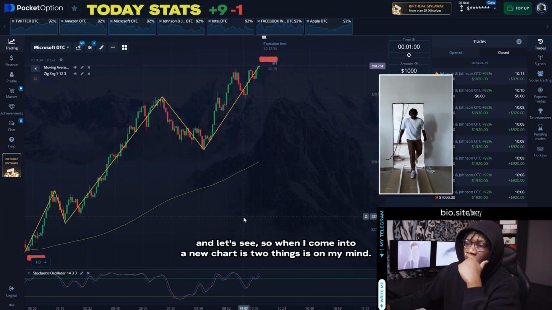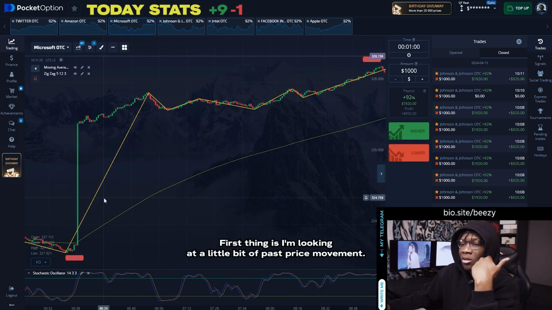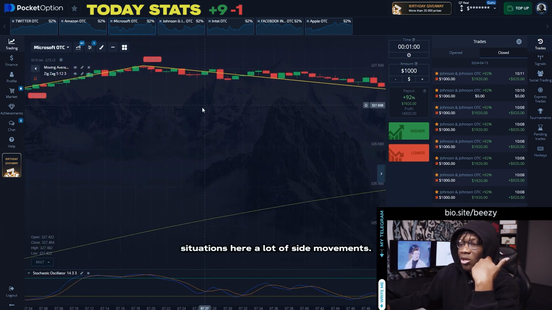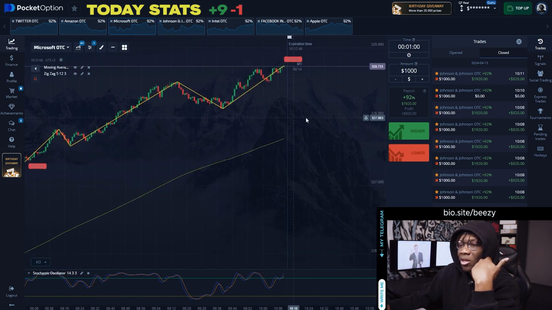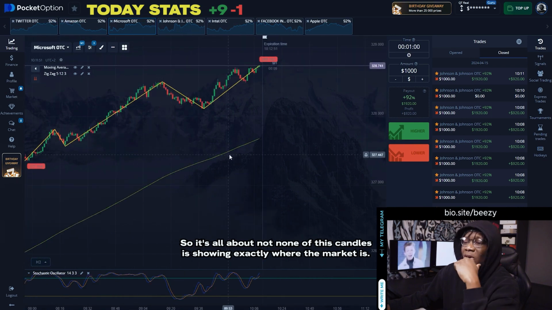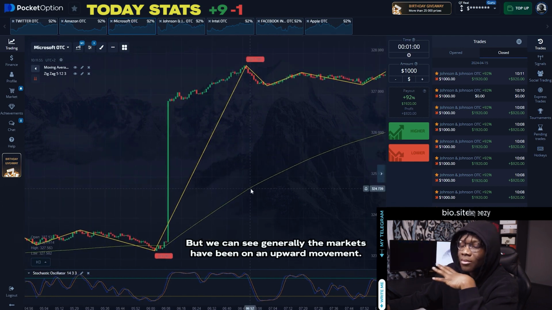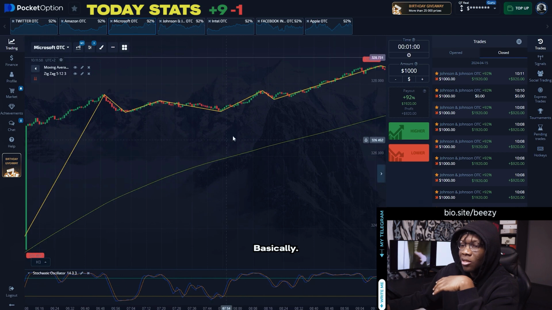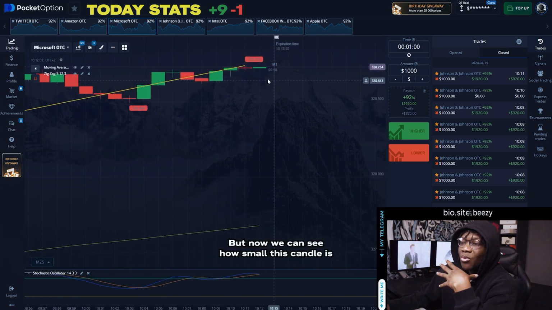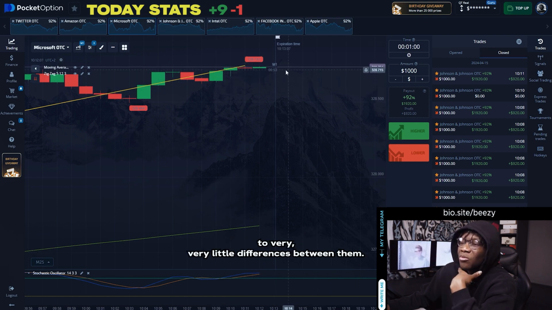So when I come into a new chart, there's two things on my mind. First thing is I'm looking at a little bit of past price movement, and we can see some very crazy situations here, a lot of side movements. None of these candles is showing exactly where the market is moving. But we can see generally the market has been on an upward movement. So we've seen it move up and up and up. But now we can see how small this candle is. Very little differences between them.